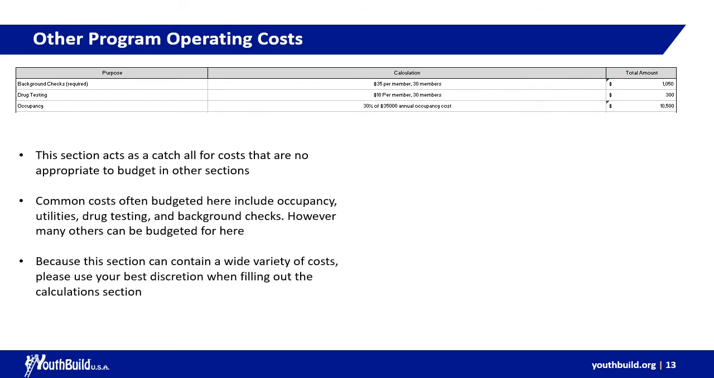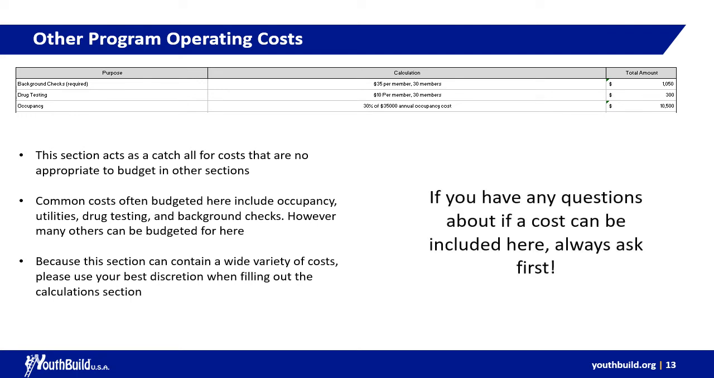Other program operating costs is a catch-all section for costs that are not appropriate to fit in the other named sections of the budget. Common costs that are usually included here include occupancy, utilities, drug testing, background checks, but many more can be included. Please use your best judgment and discretion when filling this section out. As always, if you have any questions if a cost can be included on your budget, always ask us first.